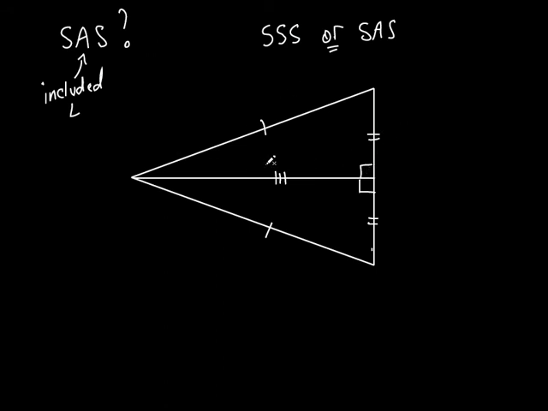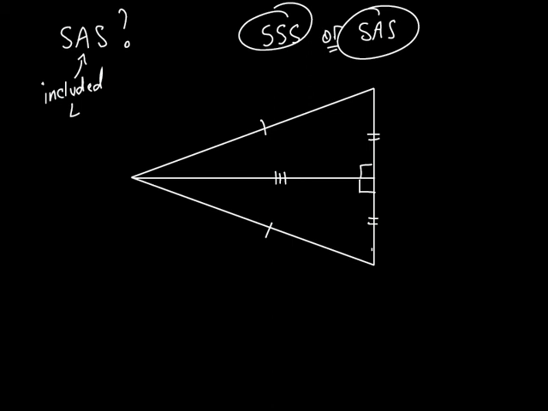But if I didn't have this side marked right here, I could not have said side, angle, side, could I? I have to have that third side right there marked in order to be able to say either one of those, either side, side, side, or side, angle, side. So that was a little tricky. So you can pick either one of those. It doesn't make any difference on that one.